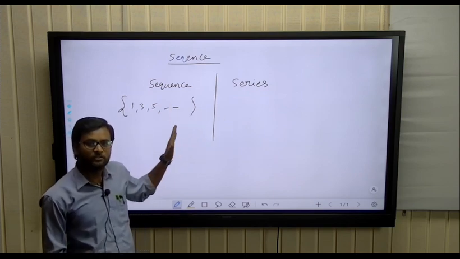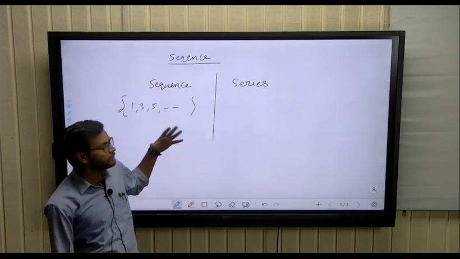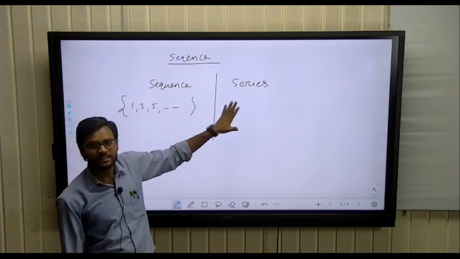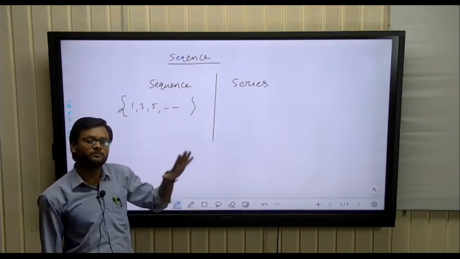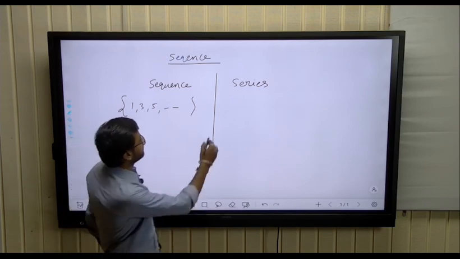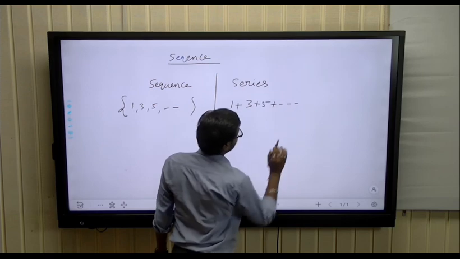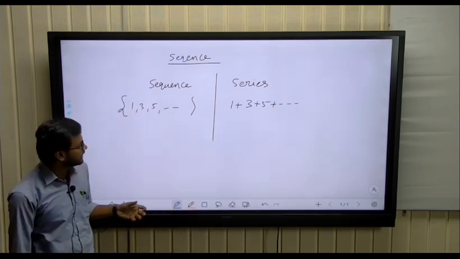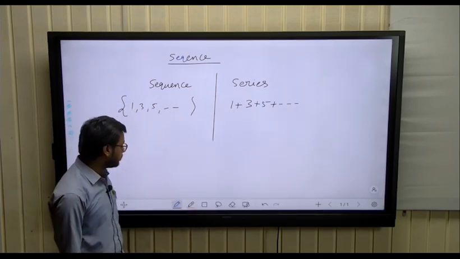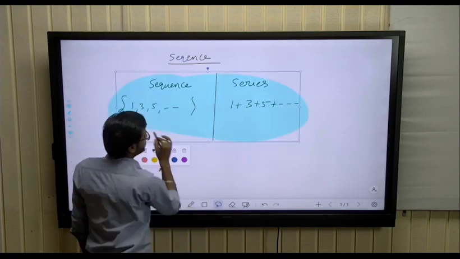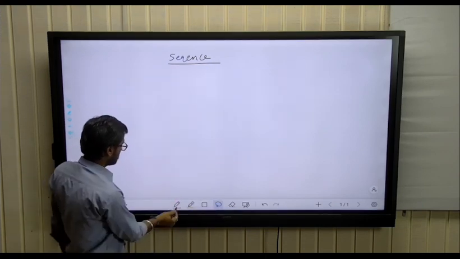In a sequence we arrange infinity numbers, but in a series we sum the infinity numbers, like this, and so on. So this is the minor difference between sequence and series. Now we study sequence and series. Okay, now we start the main topic of ours, which is sequence.